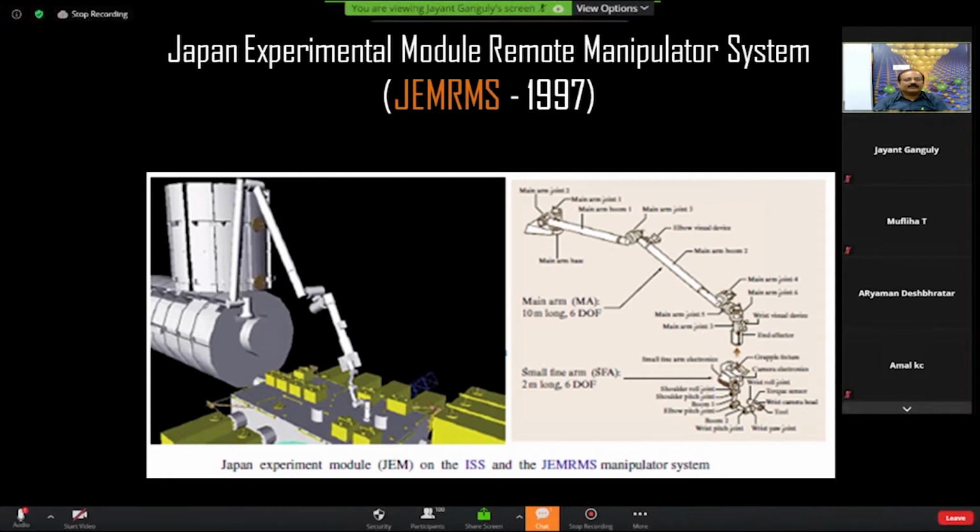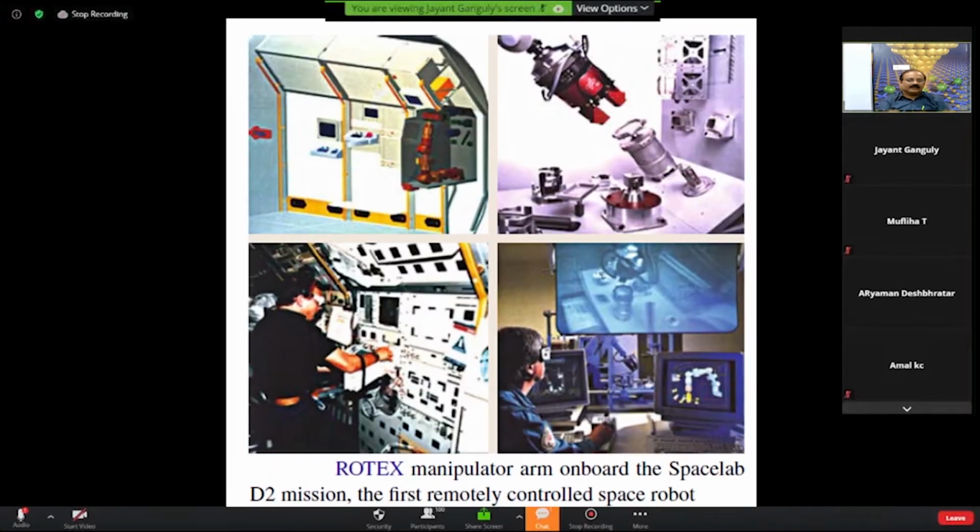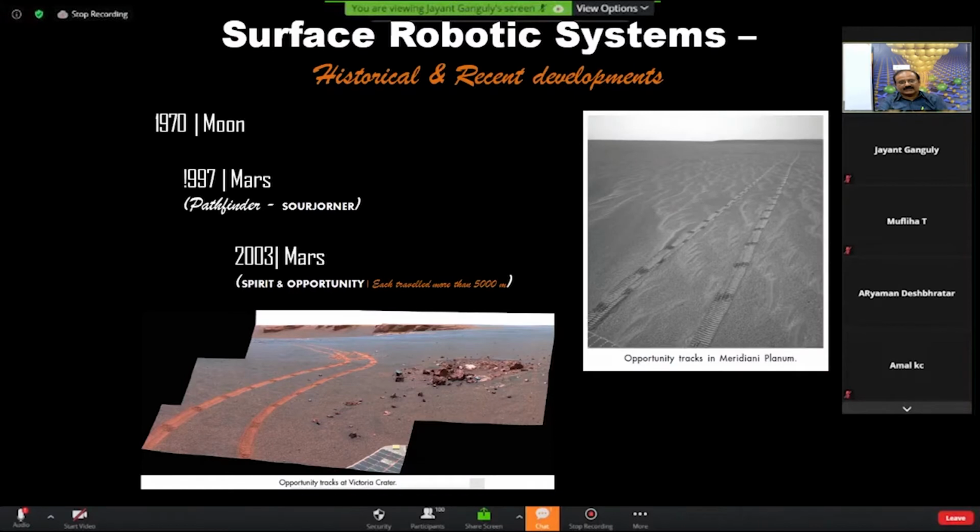Then the Japan Experimental Module Remote Manipulator System, JEMRMS. You can see the design and these various aspects there. So it is a variation of what we have seen, and they were used on the ISS. Then the other manipulator systems, like the Robotics Manipulator System, is an onboard arm on the Spacelab, and it was the first arm which was remotely controlled by space robots. So this is a different design.